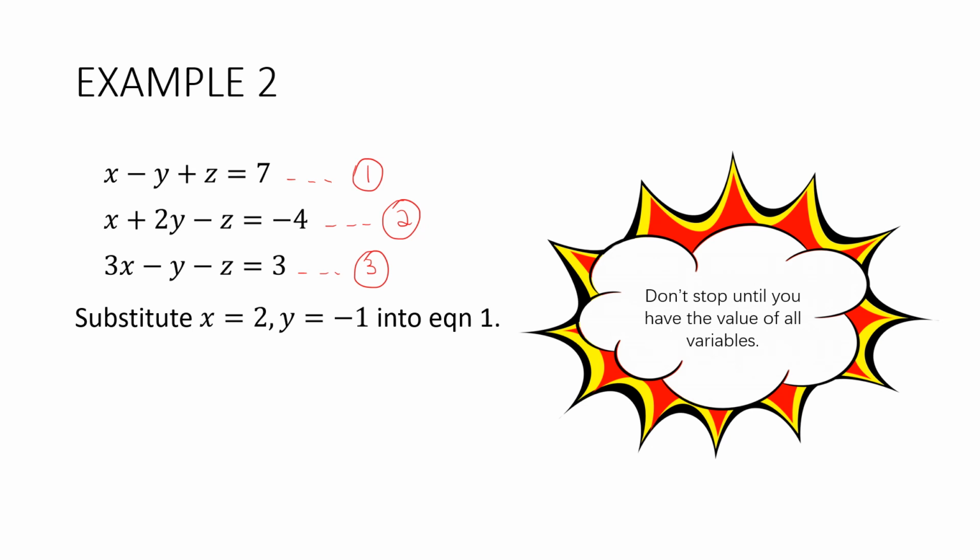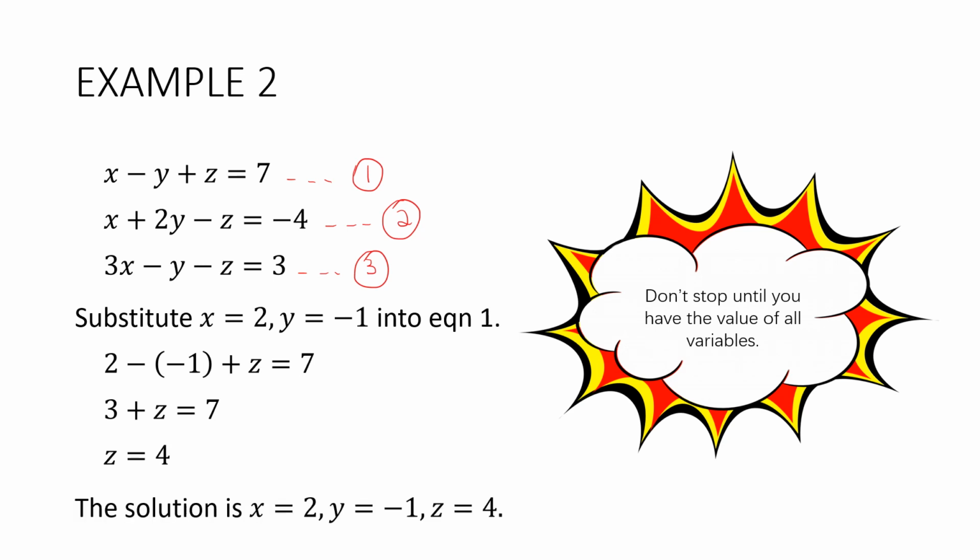Now don't stop until you have the value of all the variables. We've only got x equals 2 and y equals -1. We don't have z. Now we're going to substitute both of those back into 1 and figure out what z is. Be careful with these negatives. 2 take away -1, so that's 2 plus 1, which is 3, plus z is equal to 7, so z is equal to 4. So the solution is x is equal to 2, y is equal to -1, z is equal to 4.